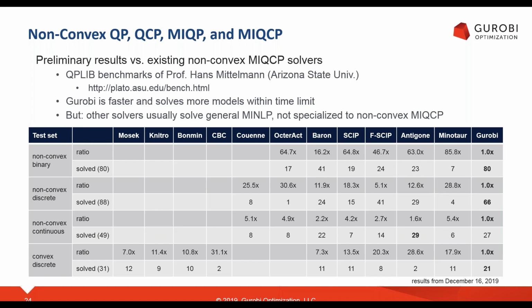So let's look at performance of our non-convex MIQCP solvers. Professor Hans Mittelmann from Arizona State University already ran Gurobi 9.0 on a set of quadratically constrained programming problems, which come from the QPLIB. Many of them are non-convex. And he also did so with other solvers that are able to solve non-convex problems. And the result here in these very preliminary runs is that Gurobi seems to be faster than the other solvers, and it seems to be able to solve more models within the specified time limit.